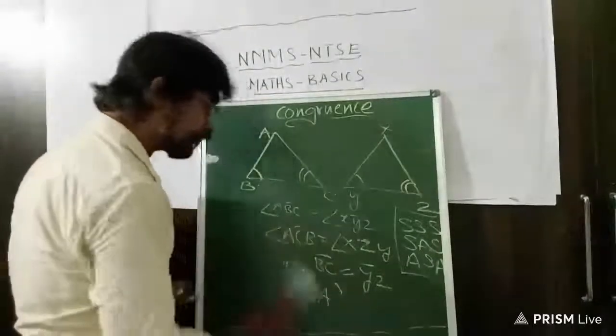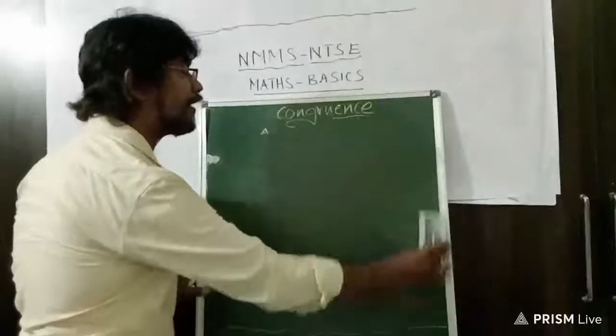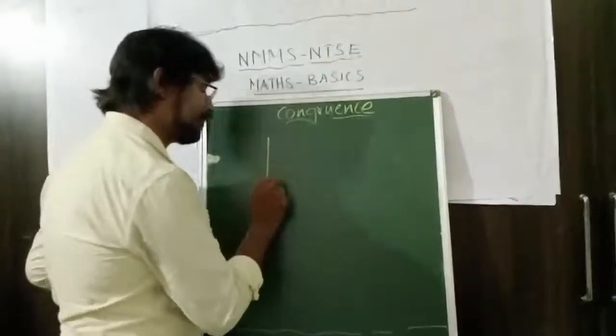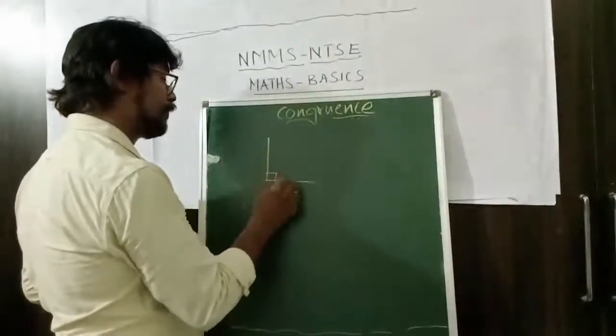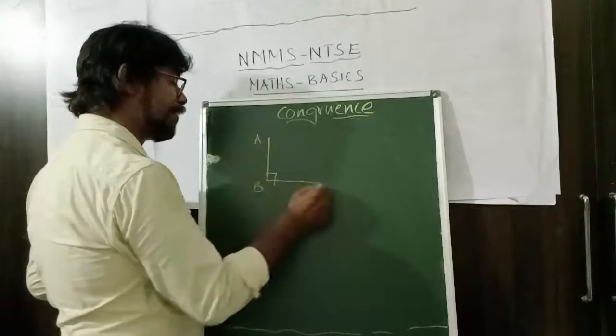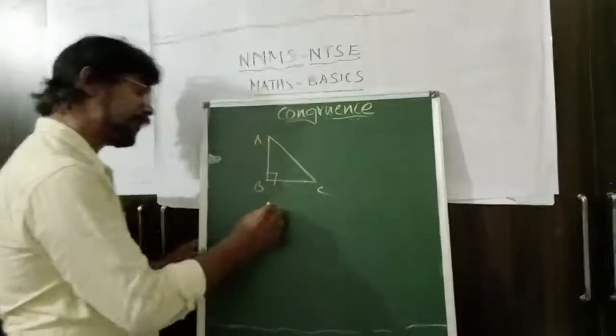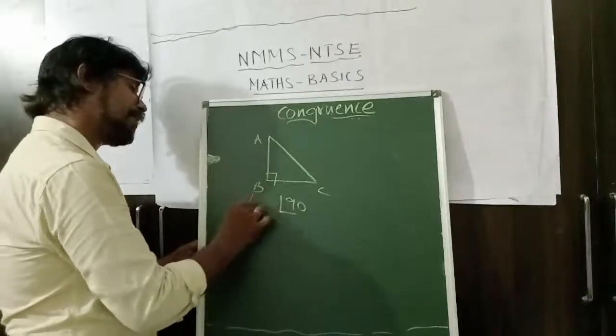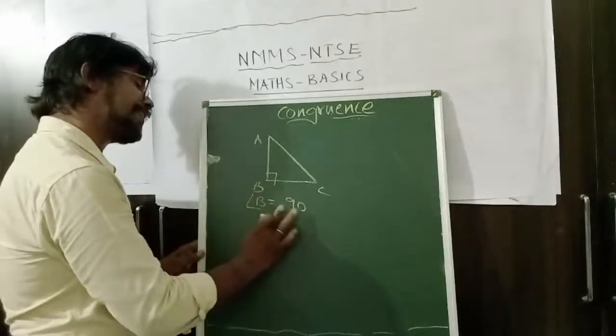So we will see the diagrams for the RHS congruence. A, B, C. Angle B is equal to 90 degrees.